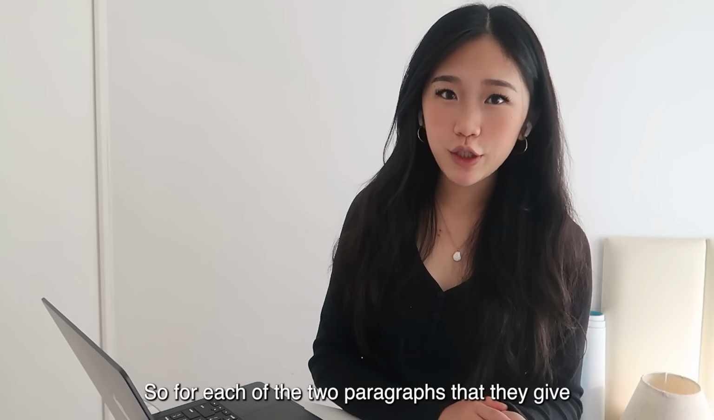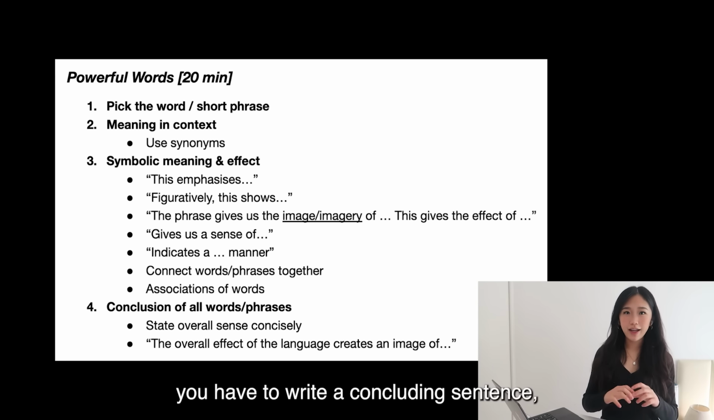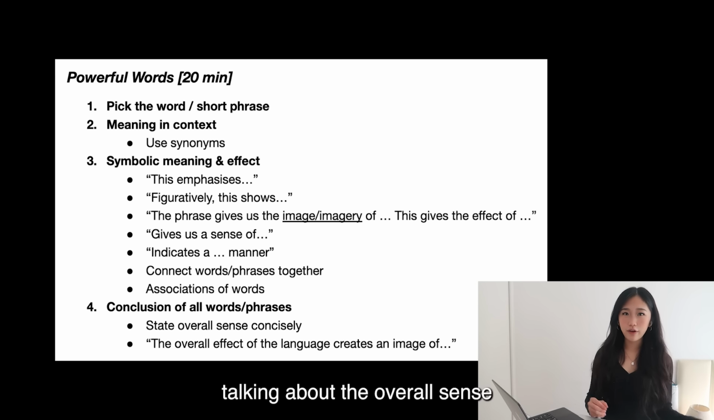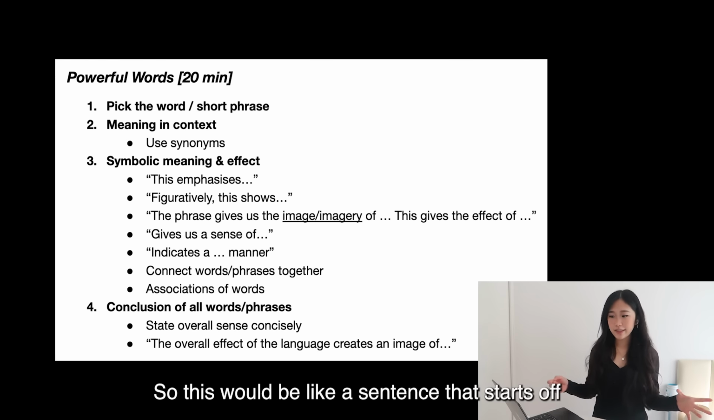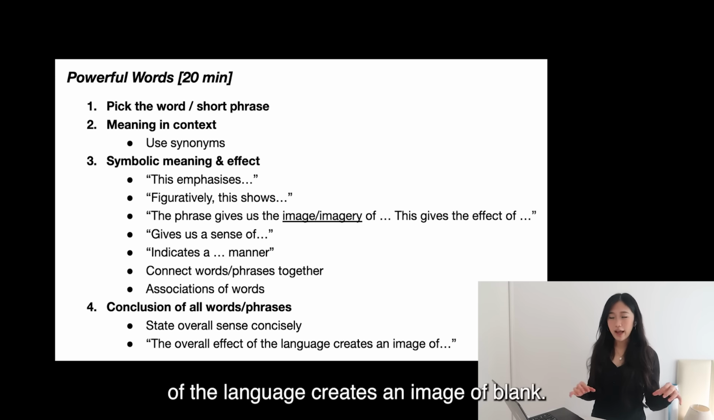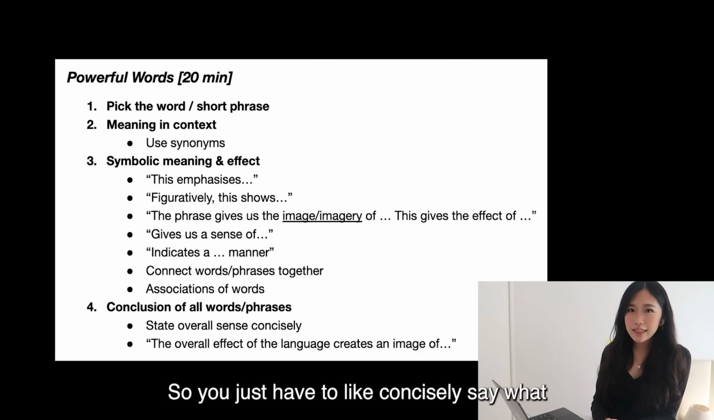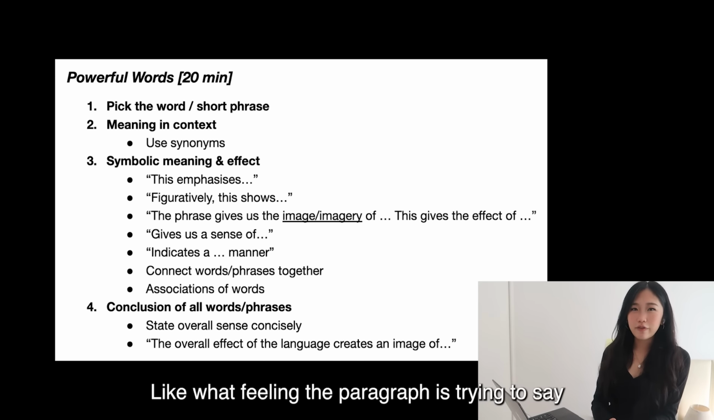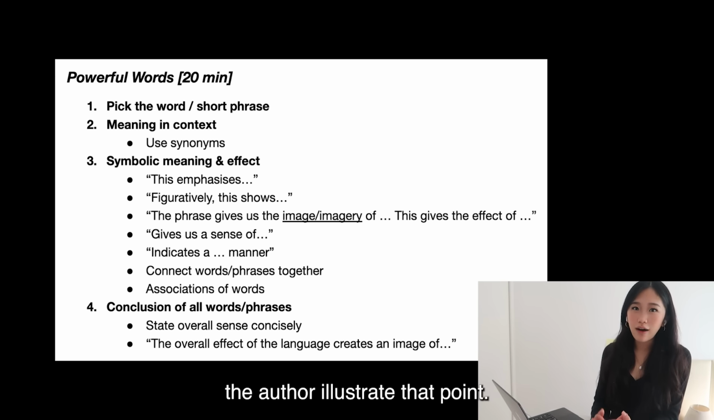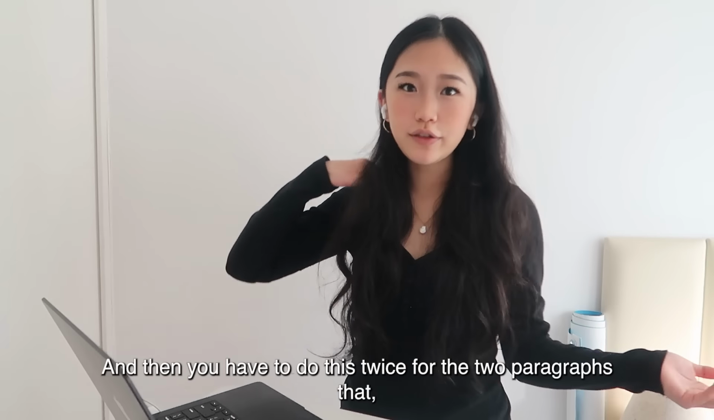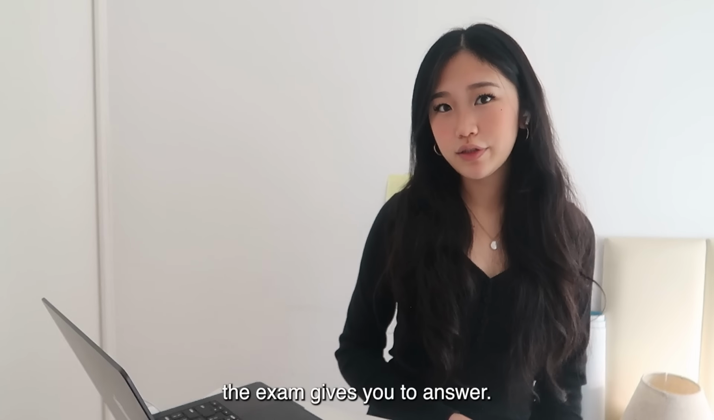So for each of the 2 paragraphs that they give you, after you're done analyzing the 3 different words, you have to write a concluding sentence talking about the overall sense that these words give you when they come together. So this would be a sentence that starts off with, the overall effect of the language creates an image of blank. So you just have to concisely say what feeling the paragraph is trying to say, and how the words that you picked help the author illustrate that point. And then you have to do this twice for the 2 paragraphs that the exam gives you to answer.